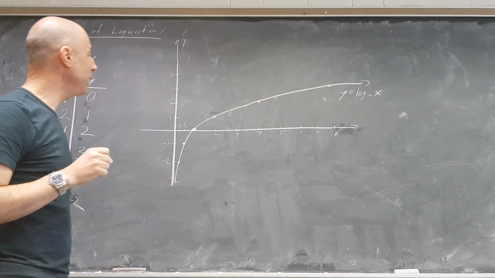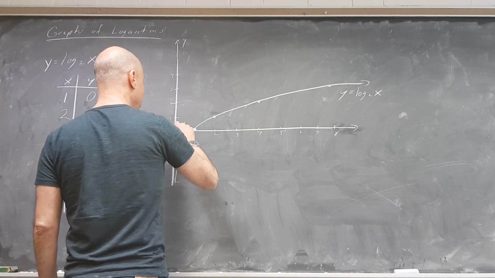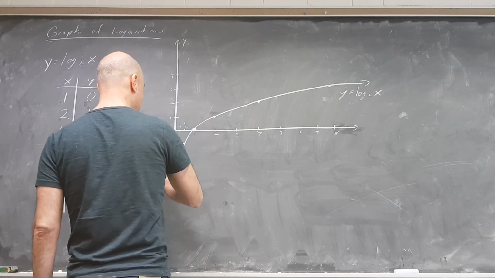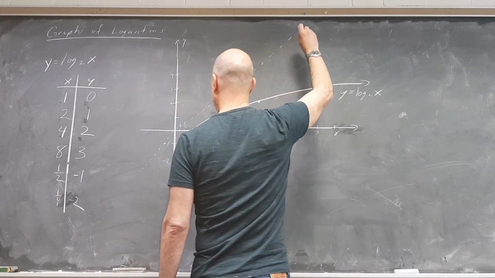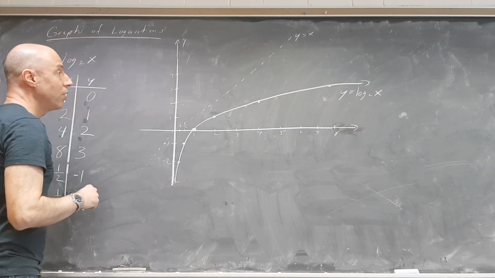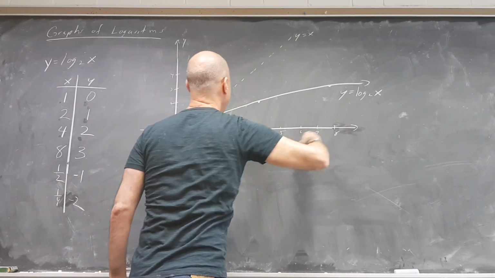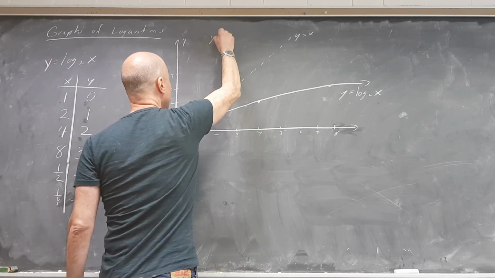Now, in the last video, we said that log was the inverse of exponentiation. And you know the relationship between the graph of a function and the graph of its inverse. They are just reflections in the line y equals x. So the line y equals x, of course, is the line which goes through the origin and goes uphill at 45 degrees. So log base 2 of x is the inverse of the curve y equals 2 to the x.